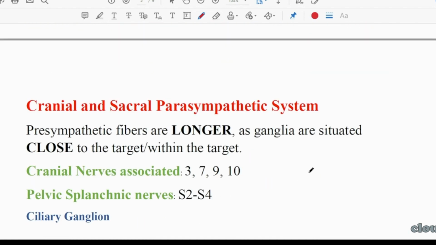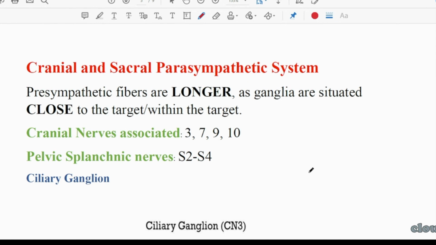Moving on to the parasympathetic system, the first thing we have to talk about is that it is divided into a cranial segment and a sacral segment. So while the sympathetic system was mainly located within the thoracic vertebra, these roots arise from the cranial and sacral vertebra. The difference in comparison to the sympathetic system here is that the preganglionic fibers are much longer, as the ganglia are situated close to the target or within the target.